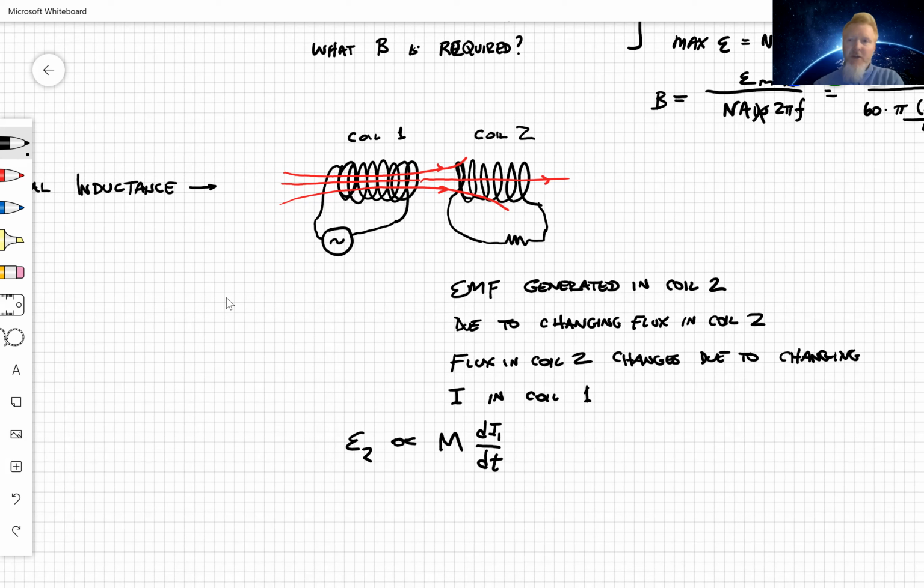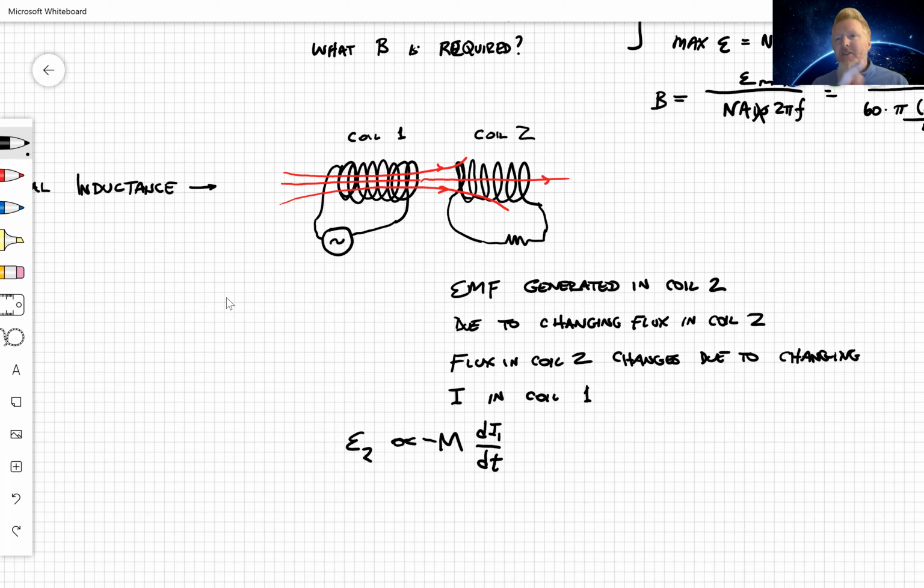And because the voltage generated is opposite, it generates a field in coil 2 which is opposite the flux change in coil 2. Coil 2 generates a voltage which makes the current in coil 2 flow such that it opposes the flux change through its coil 2. So there's always a little minus in here. So this is the mutual inductance.